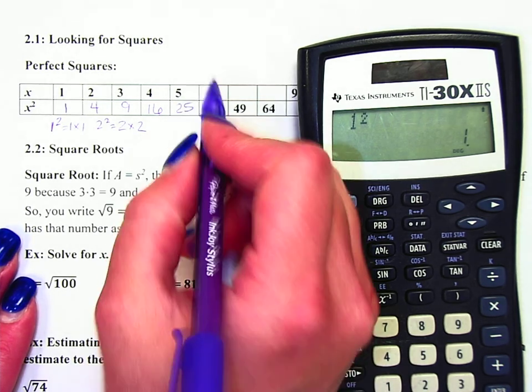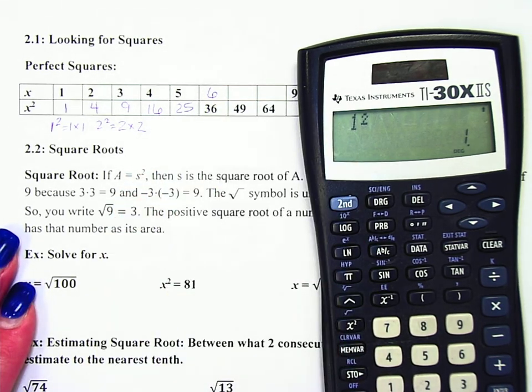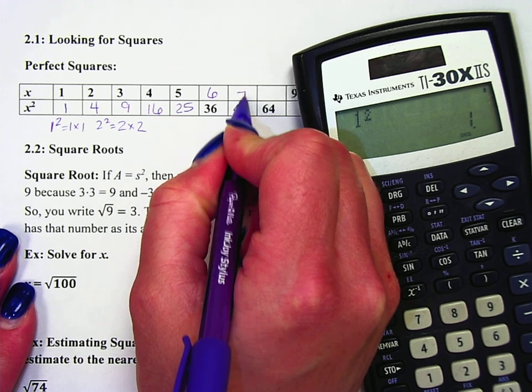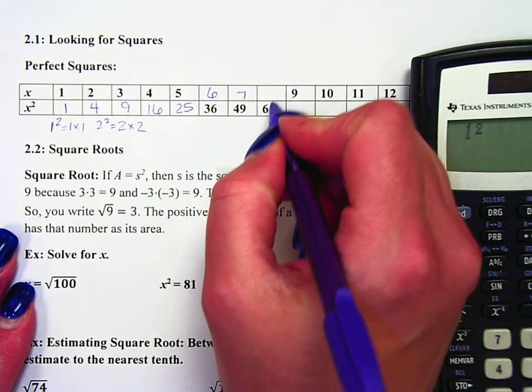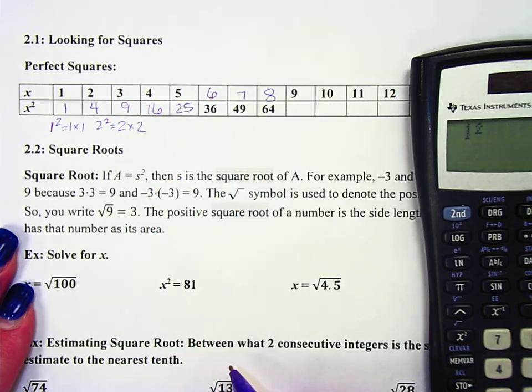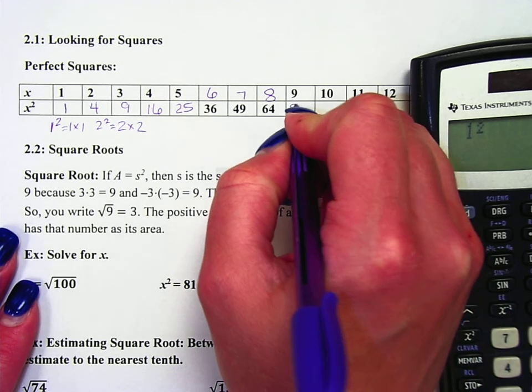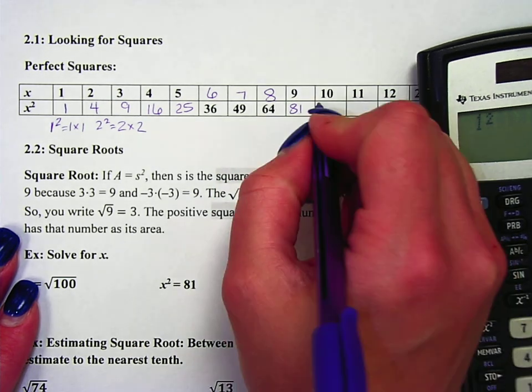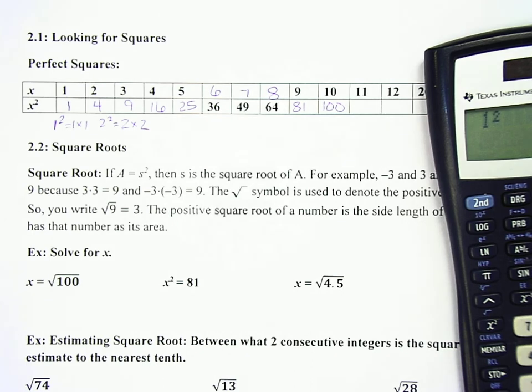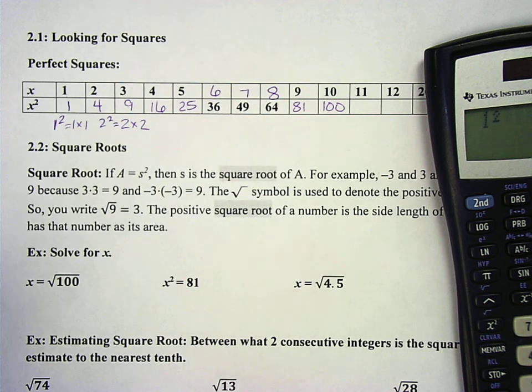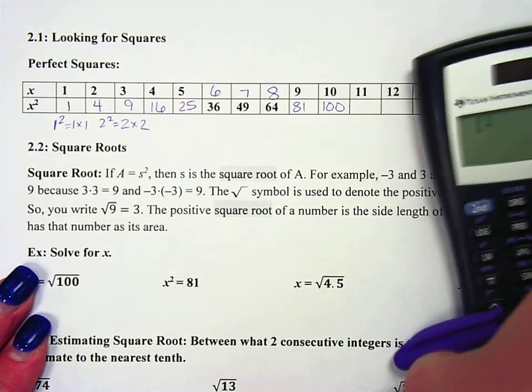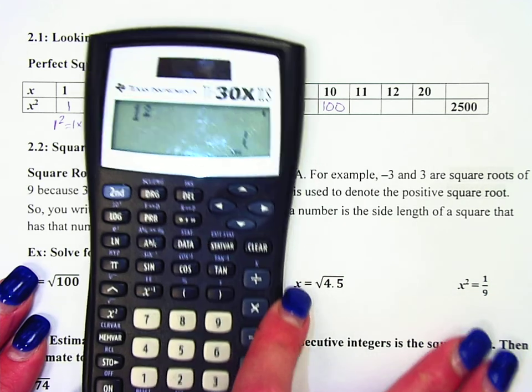So your next one would be 6 times 6 makes 36. 7 times 7, 49. 8 times 8, 64. 9 times 9, 81. 10 times 10, 100. Those are hopefully ones we can memorize. Okay, then from there, I'll go ahead and put the one in our calculator so we can double check.